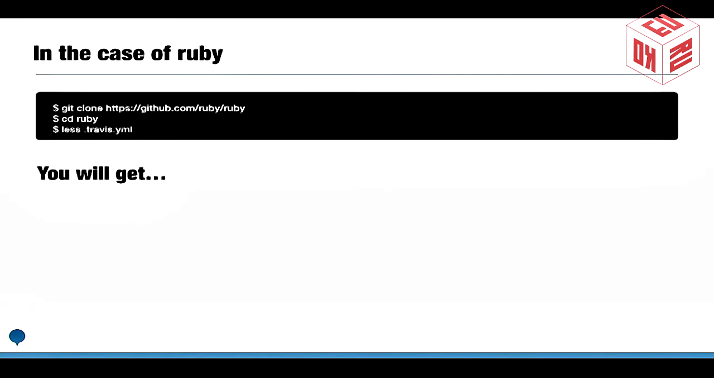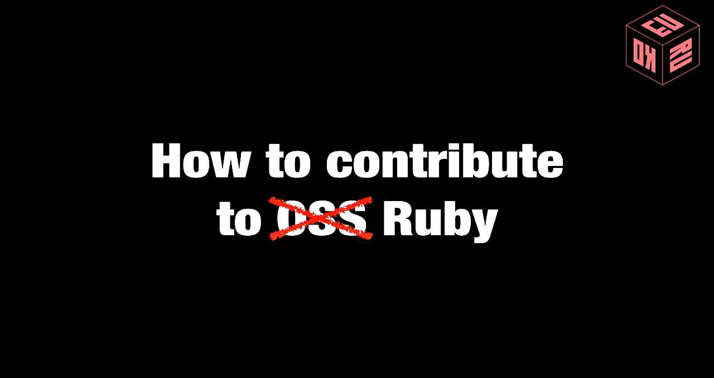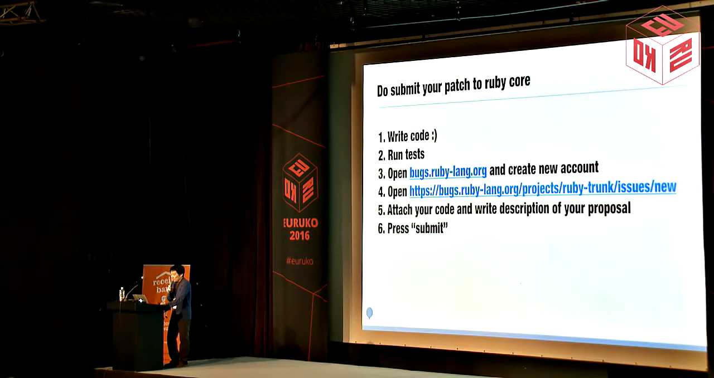So you will get like this. So these instructions are hard to understand by the Ruby committers too. I can't understand this. So I introduced the run test of Ruby language and fix it. These instructions are basic process of Ruby development includes Ruby committer.